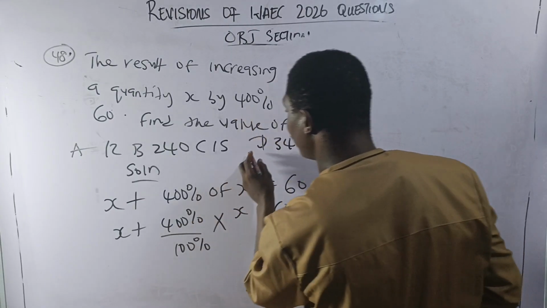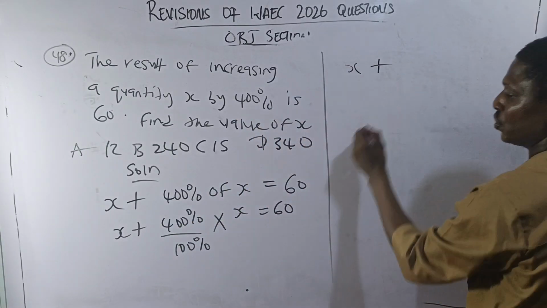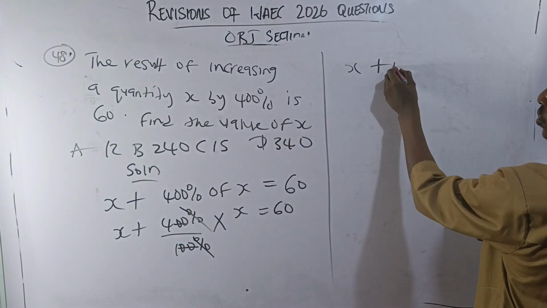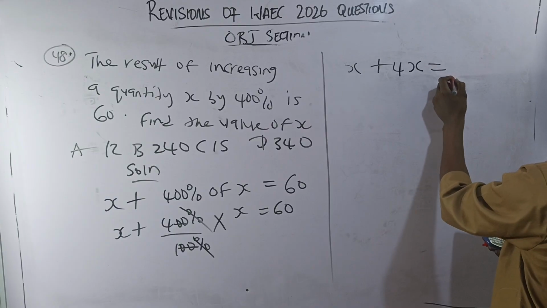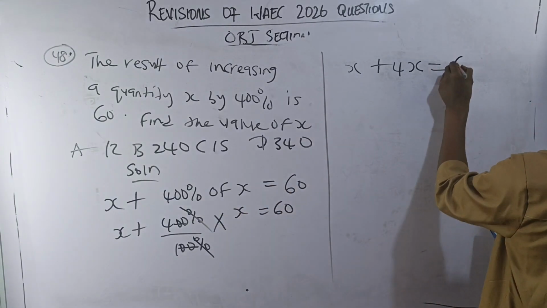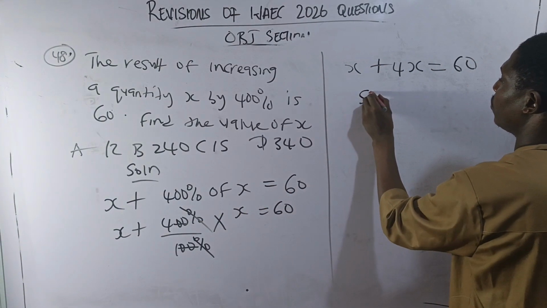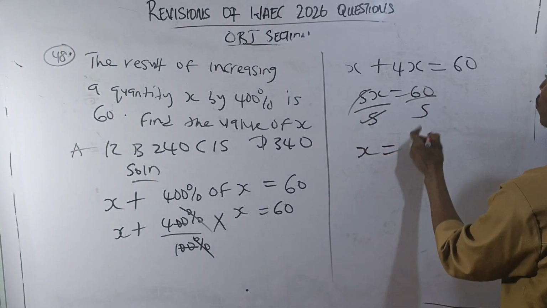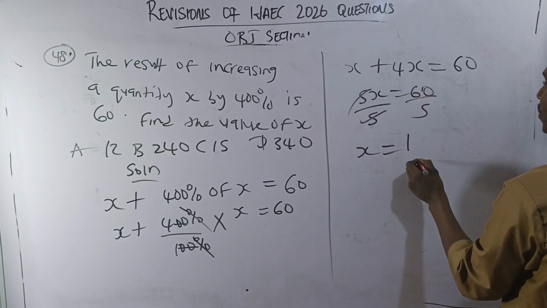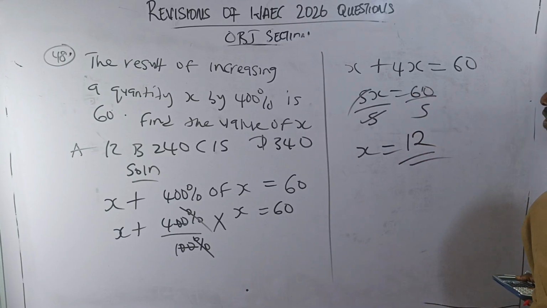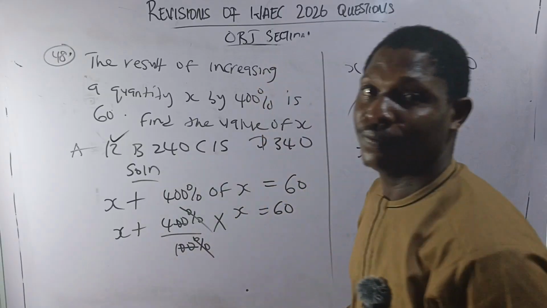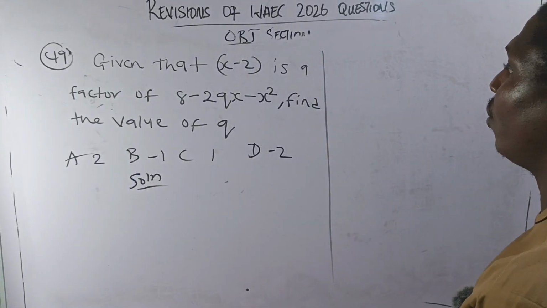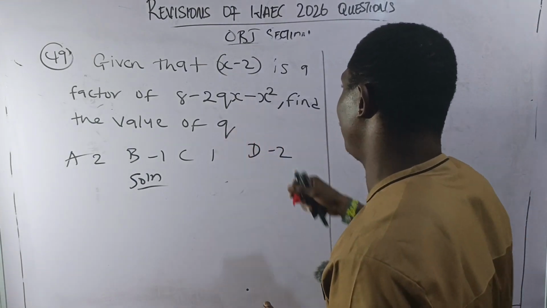Now this will give me x plus, percent will cancel percent, 2 zeros will cancel 2 zeros. I'll have plus 4x equals 60, because 4 times x is 4x. So x plus 4x will give me 5x equals 60. If I divide through by 5, my x will be equal to 12. So the value of x is simply 12. Thank you.